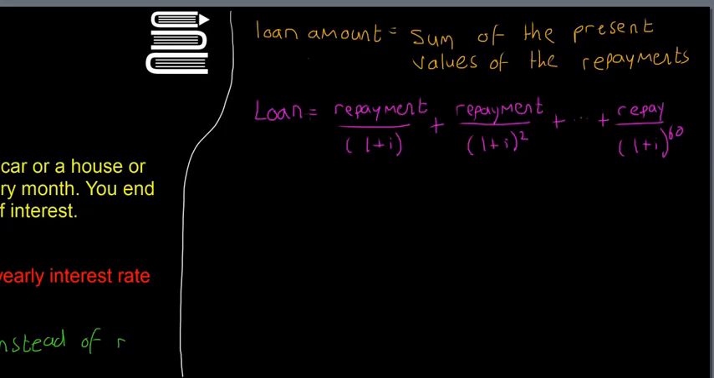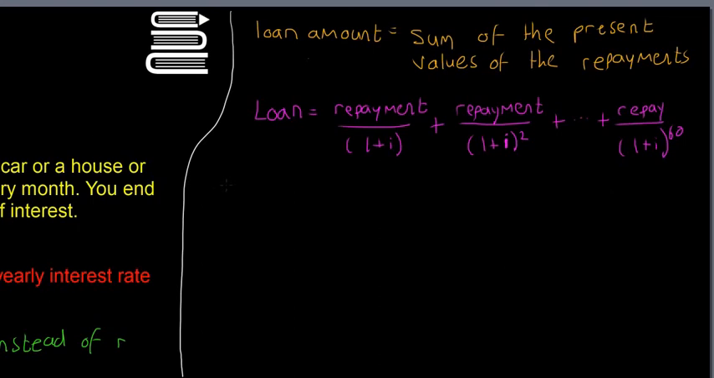So the best way I think would just be to learn that off, because it can be kind of confusing to figure it out in your head. So it's easy to remember that the loan is equal to repayment over 1 plus I plus the repayment over 1 plus I squared. So that's an I, it's a terrible I. And so on all the way up to 60. Alright, so now we can do our sequences and series method. So first I'm going to fill in the numbers.